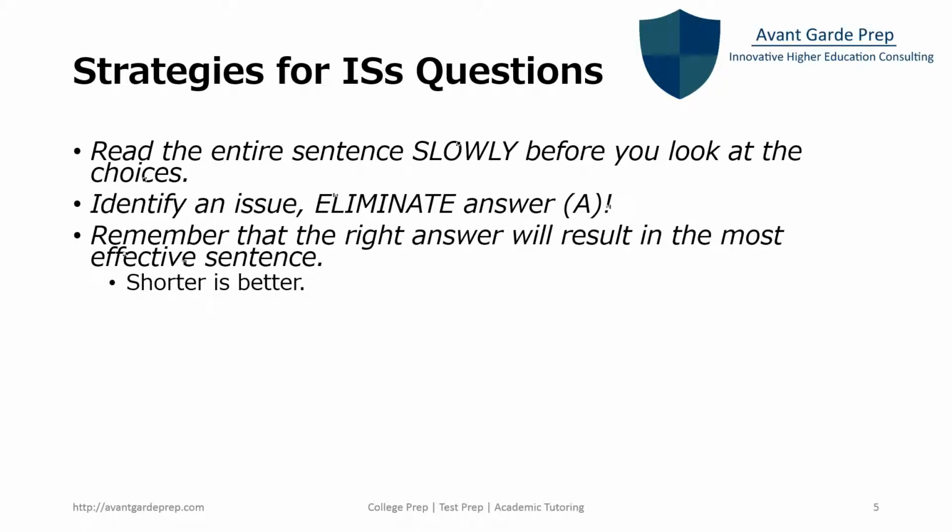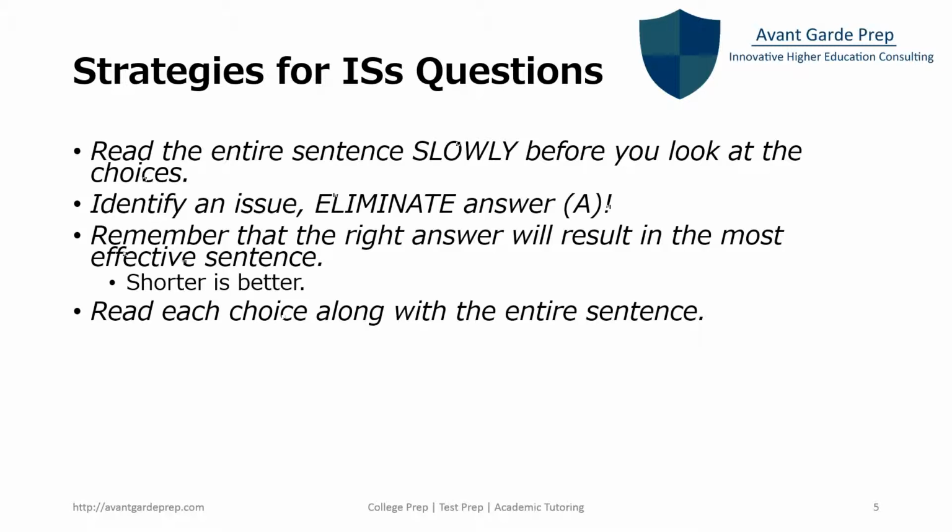Remember that the right answer will result in the most effective sentence. So this is what I was talking about. SAT is looking for the most clear and concise. You might have several answer choices that are grammatically correct, but we're looking to be concise. So for correct answers, you're looking for shorter sentences, sentences that are in parallel structure, and sentences that are error-free. So shorter is better.